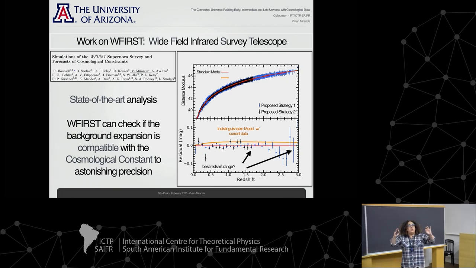I want to say the following. What are the questions supernova can answer? And the question is the following. Is the background compatible with the cosmological constant? That supernova can measure. That the W1st data, which will be amazing.